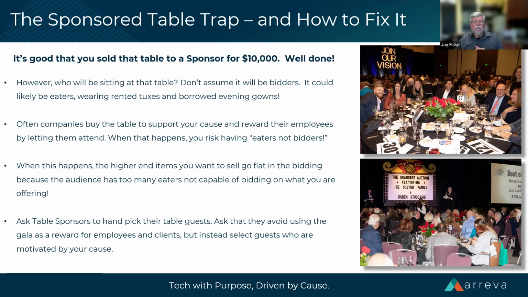You're much better off if you know you're going to have a lot of seat fillers, have lower value items so that you get good activity. It's better to have activity on lower dollar values than have limited activity on higher dollar values. And by the way, you should ask your table sponsors, the people that buy a table, or if a sponsor gets a table, ask them to please handpick their guests.